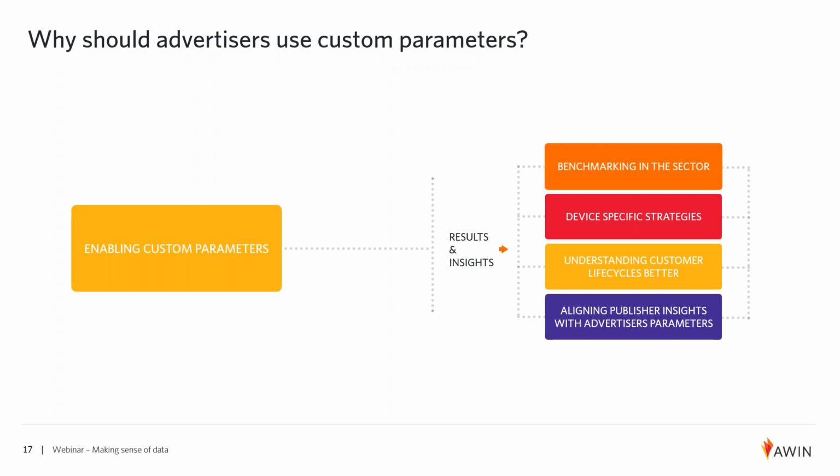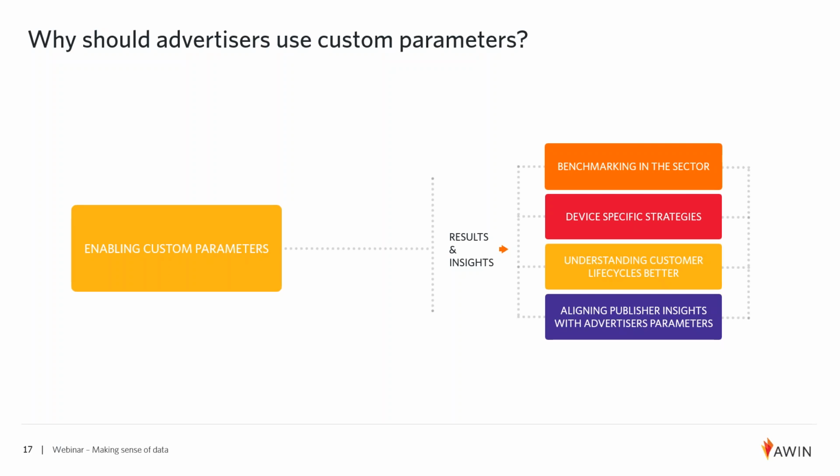So firstly, benchmarking in the sector. The greater we build out custom parameters in the sector, the more metrics we can benchmark against. Providing we maintain consistency with how parameters are passed to us, we can understand what the sector is doing across the board, which will enable us to make more informed decisions on how to target desired customer groups.